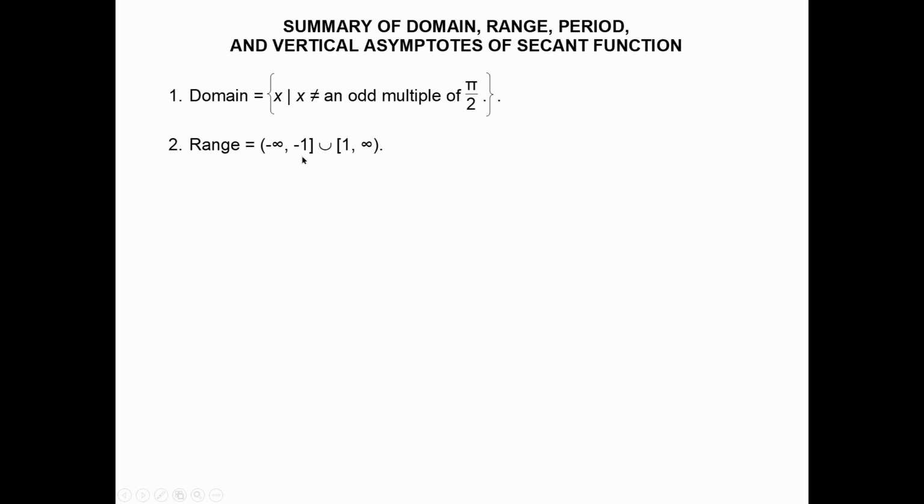So here's my summary. Domain, set of all x's such that x does not equal an odd multiple of pi over 2. Range, minus infinity to minus 1, and 1 to infinity. Period, 2 pi. Vertical asymptotes, x equals an odd multiple of pi over 2. Again, the basic period is going to be between x equals 0 and x equals 2 pi.